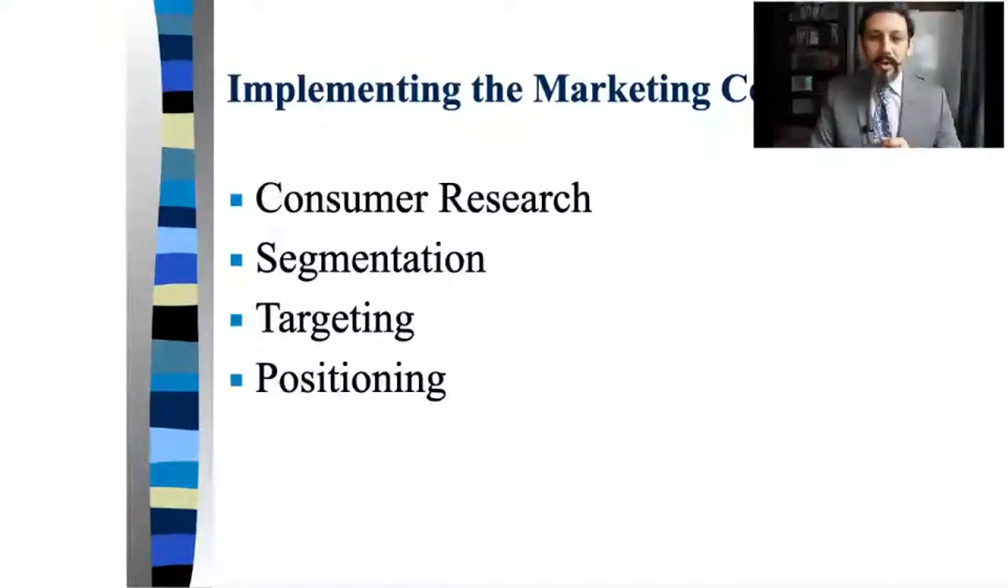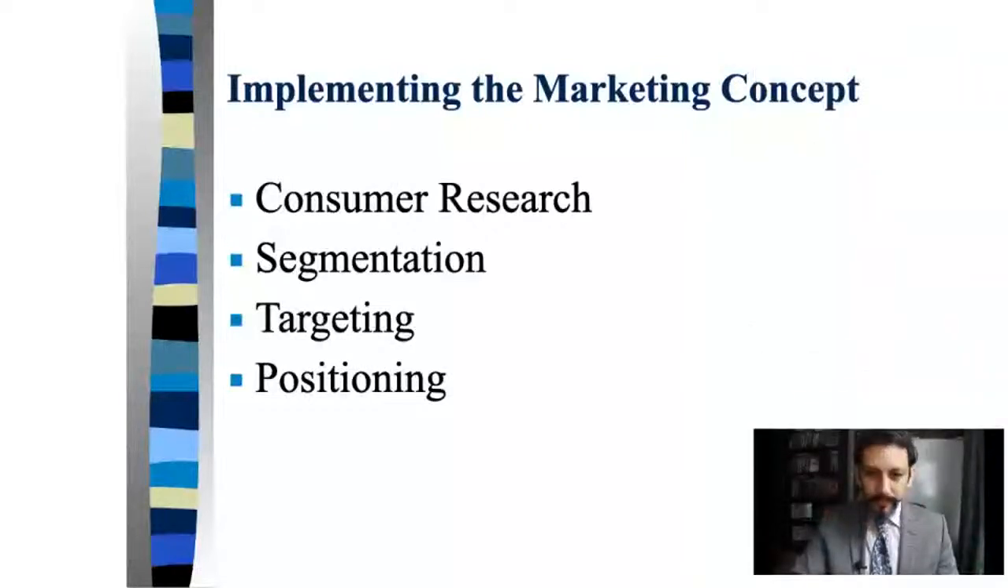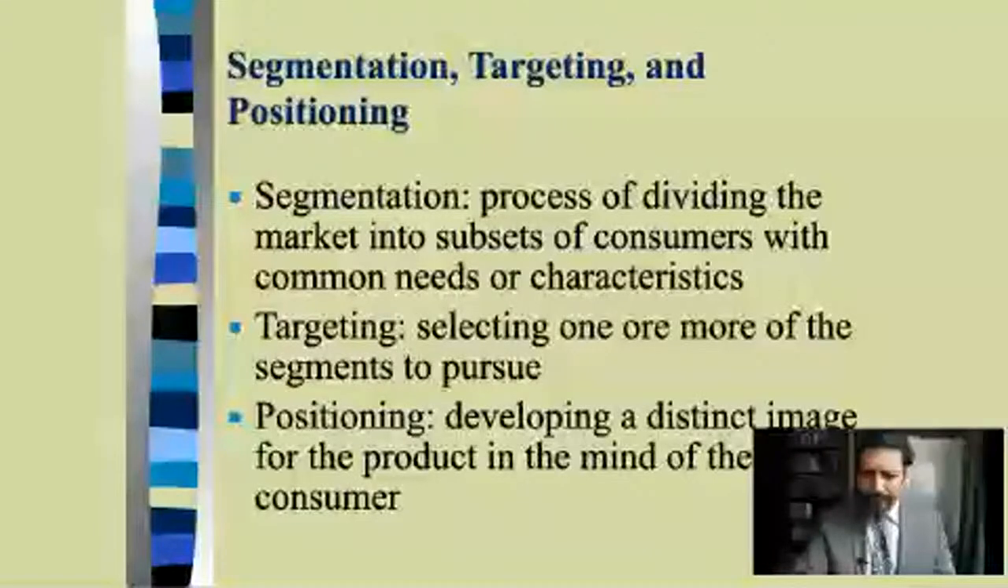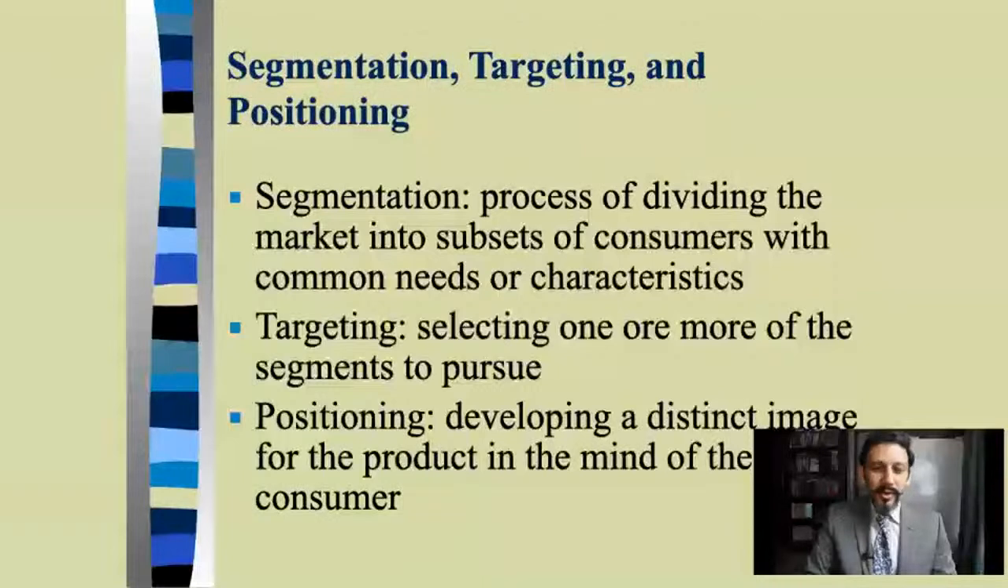So we were talking about the marketing concept, and if we want to implement the marketing concept, there are key things that we need to think about. We need to do consumer research, which helps us to find out about our customers. We need to do segmentation, where we take the big market and cut it down into smaller pieces, smaller segments. We need to do targeting, where out of the segments we have broken the market into, we choose a specific segment that we want to target. It could be one, it could be more. And it's about positioning. So segmentation, targeting, and positioning are fundamental to the marketing concept.